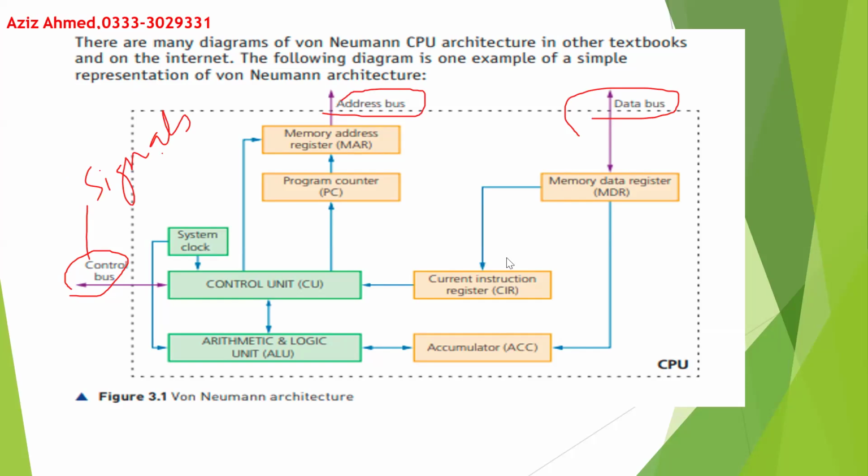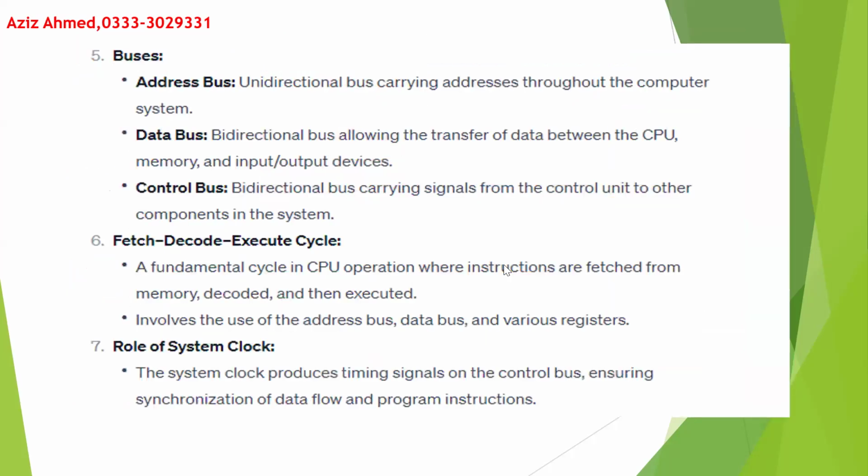So here you can see the description. Address bus is a unidirectional bus carrying addresses throughout the computer system. Data bus is a bidirectional bus. It means it can be read, it can be written to memory, allowing the transfer of data between CPU, memory, and input outputs. All devices are connected with the data bus because input sends data, output shows the data, and the processor processes the data. That is why they are connected, and memory holds the data.